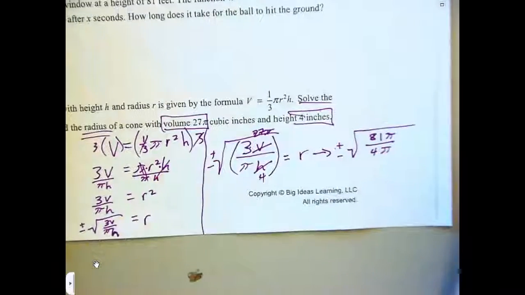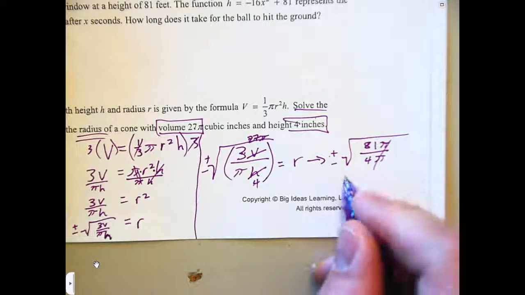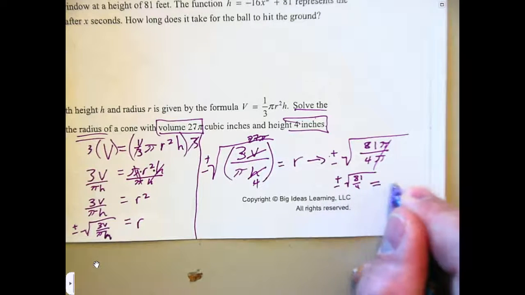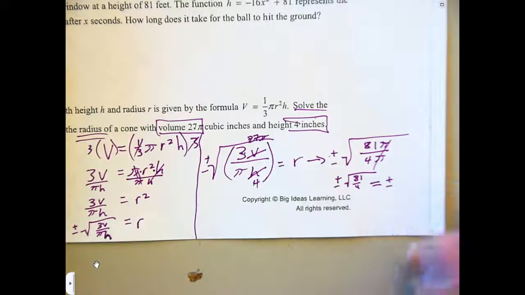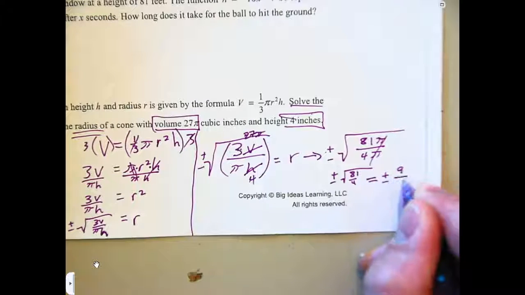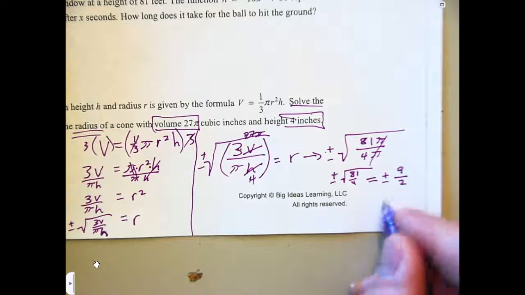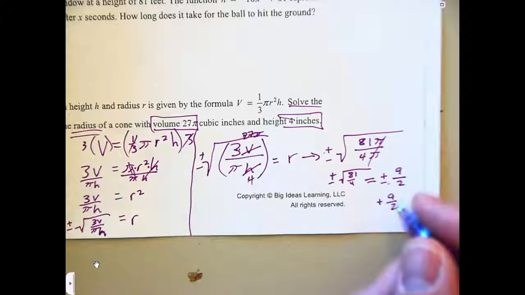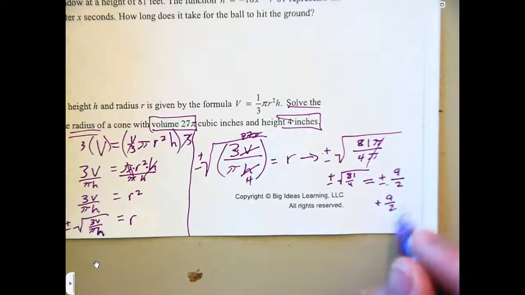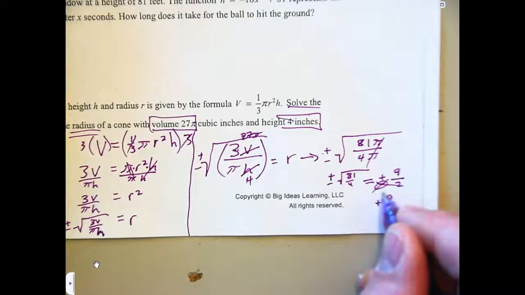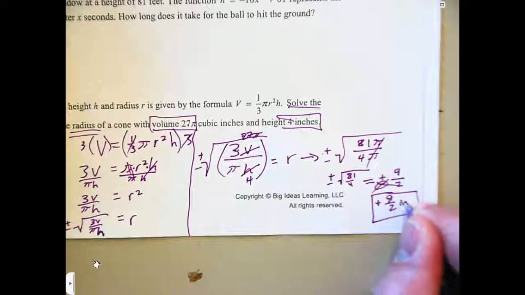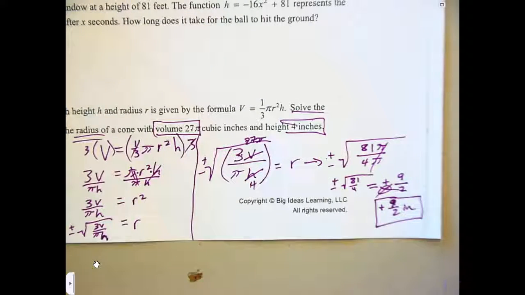Thank you. The pi's cancel. So you get plus minus the square root of 81 fourths, which is? Square root of 81 over square root of 4, or 9 over 2. Okay, can the radius be positive 9 halves? Can the radius be negative 9 halves? Yes, it can be either. Or either. Can you have a negative radius? No. Radius represents a length. Therefore, we ignore the negative one, and we just keep the positive 9 halves. And that would be in inches. Another way of thinking of it is 4.5 inches. That is our radius.